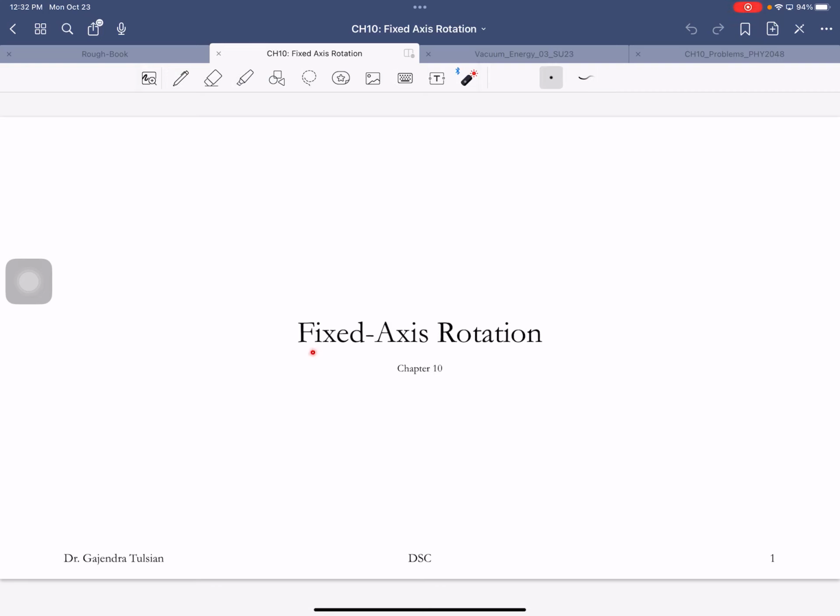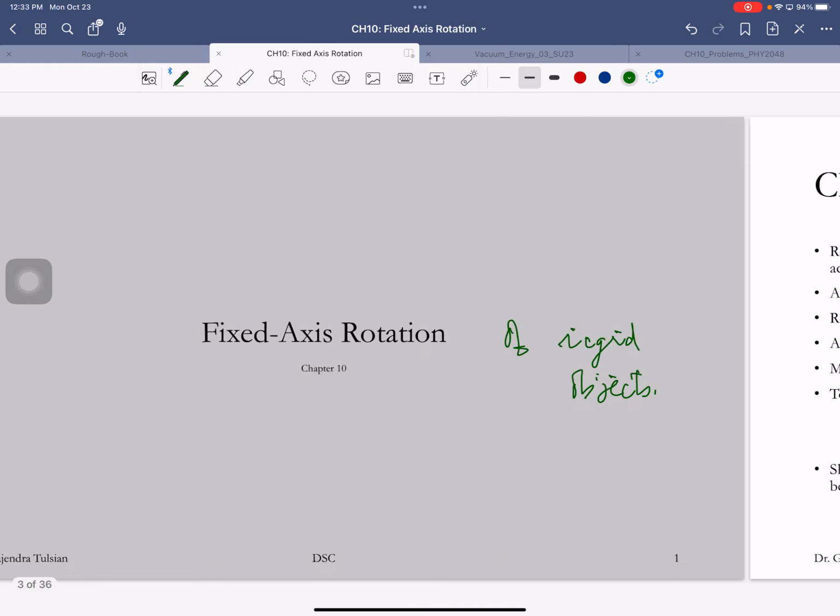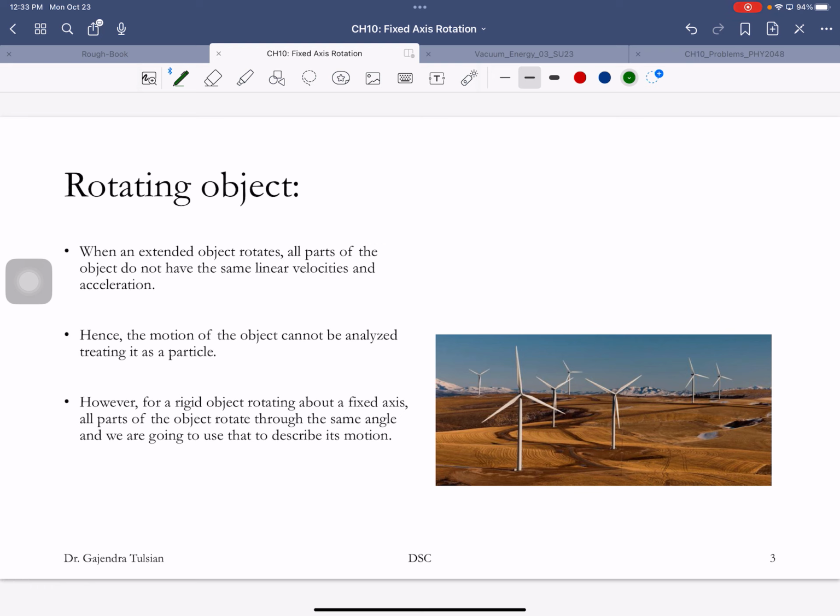So we were studying fixed axis rotation of rigid objects. And what that means is we were studying the rotation of these blades, for instance. The fact that this was rigid meant that every point on this blade rotated through the same angle. And so that's why we were looking at rigid objects.